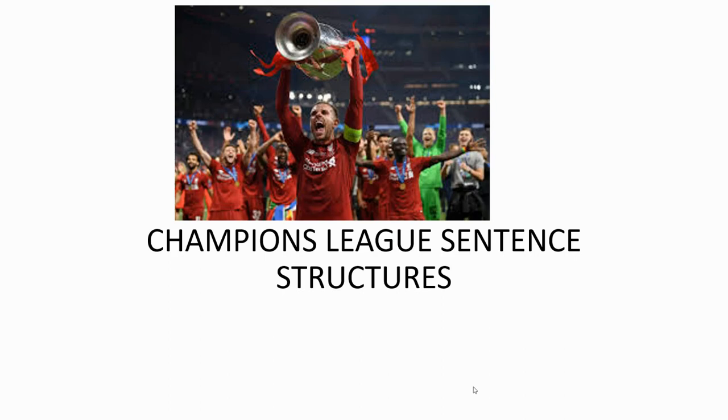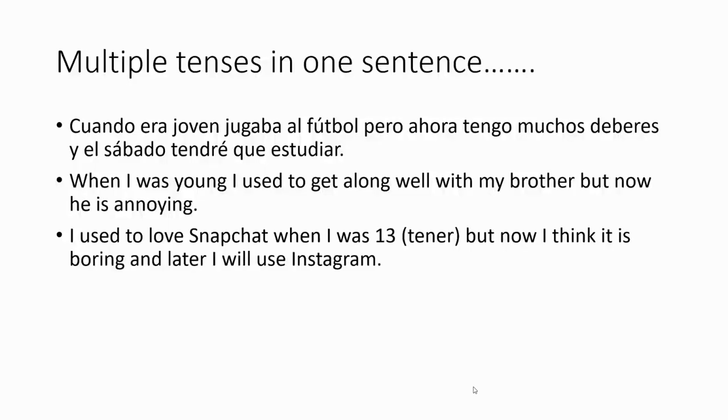So let's have a look at some of the sentence structures that you really should be trying to get into your writing on Friday. Okay, so multiple tenses in one sentence for a start. So let's have a look at our example at the top. We've got cuando era joven, so when I was, okay, and that's an example of the imperfect. So I used to be, okay. So when I was young, jugaba al fútbol, also imperfect. Okay, so I used to play football, right? I played, but this is the I used to play thing.